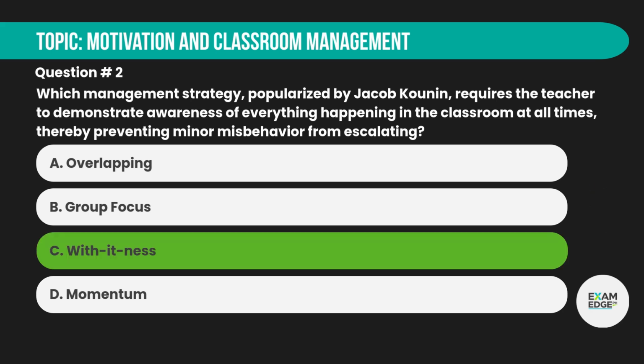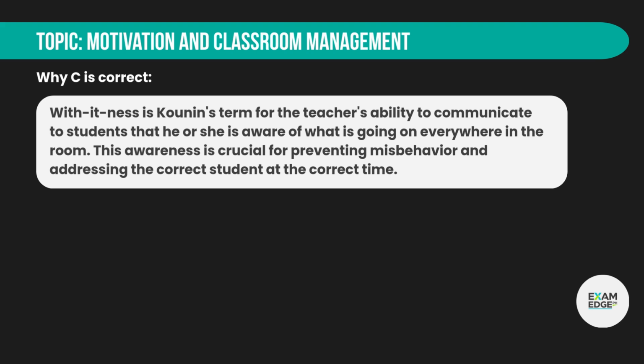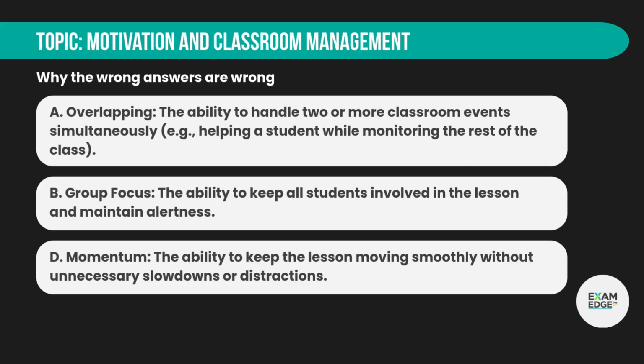Correct answer: C. With-itness. Why C is correct? With-itness is Kounin's term for the teacher's ability to communicate to students that he or she is aware of what is going on everywhere in the room. This awareness is crucial for preventing misbehavior and addressing the correct student at the correct time. Why the wrong answers are wrong?